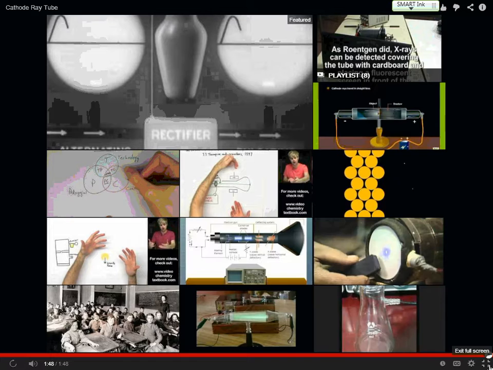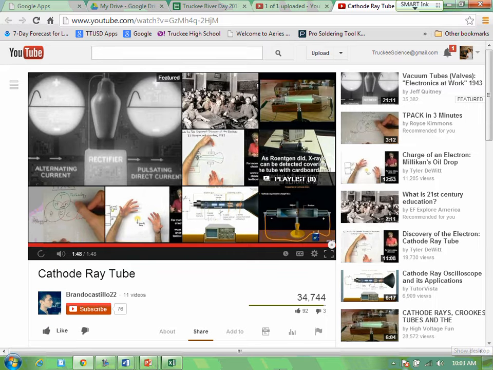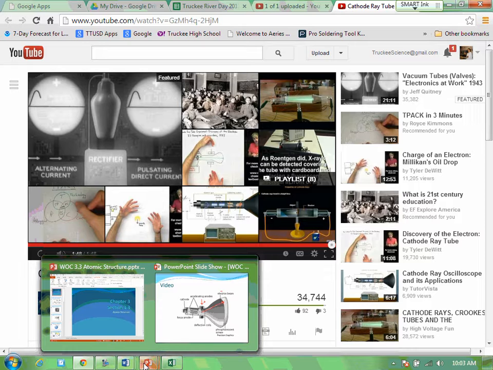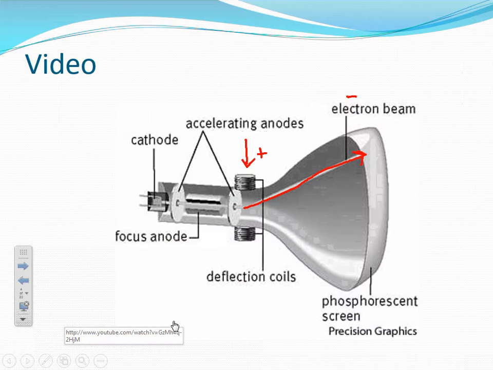So that last part was pretty advanced, but I thought I'd keep it in there so you could see what the possibilities are for your future. So again, a traditional TV set has a cathode ray.